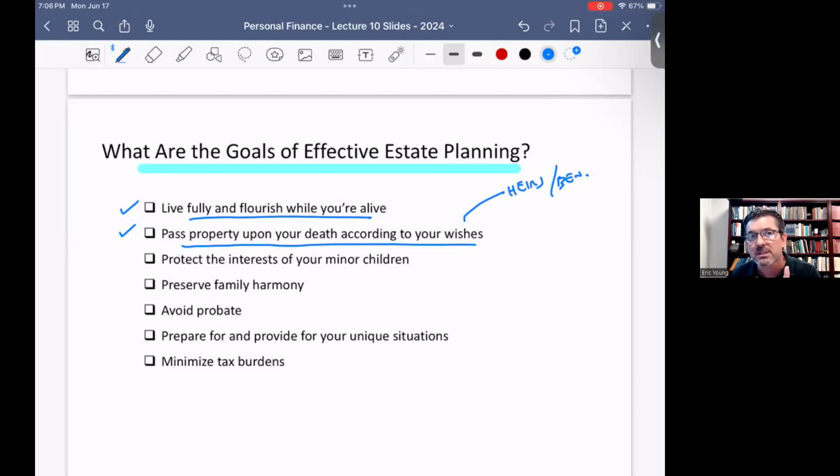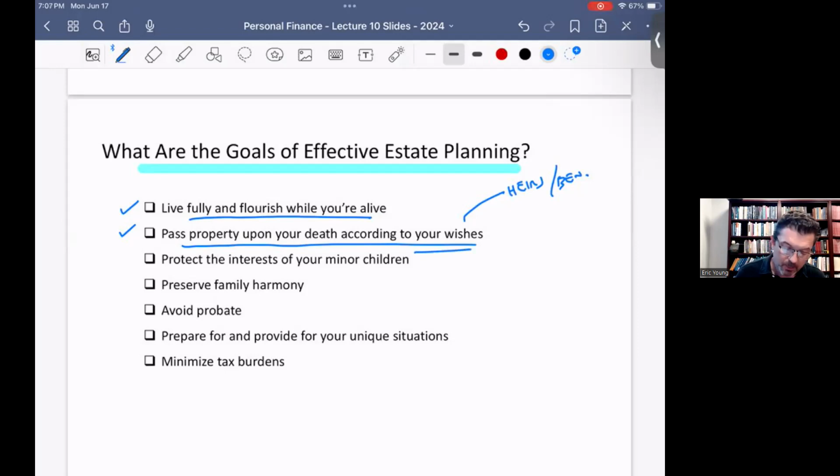And their interests and goals and wishes may not align with yours. So make no mistake, your property will pass, but you want it to pass according to your wishes, to the people, the charities, the organizations that you value.